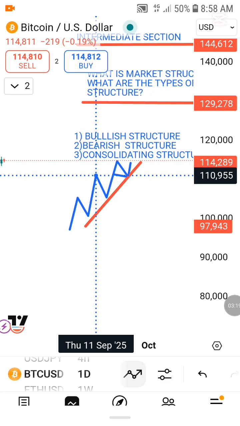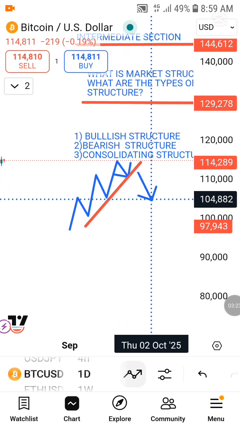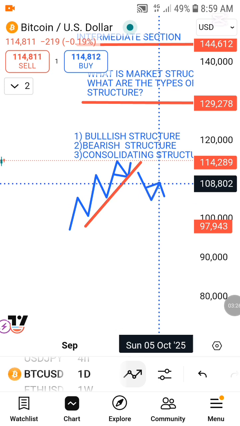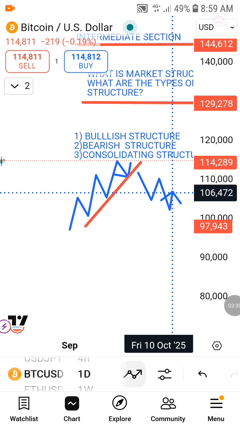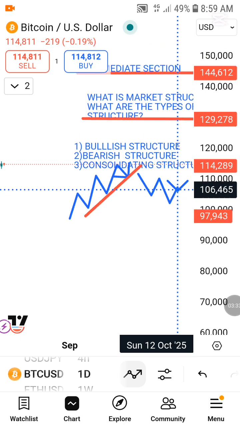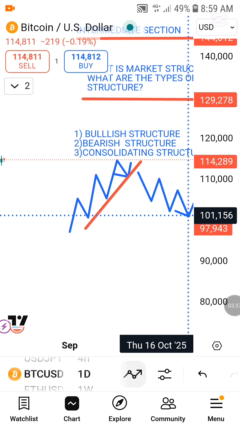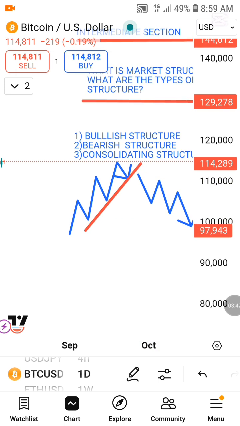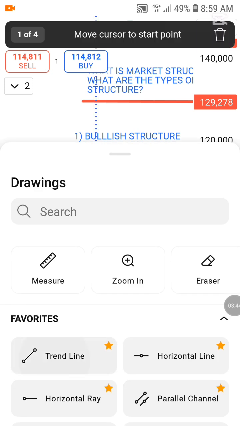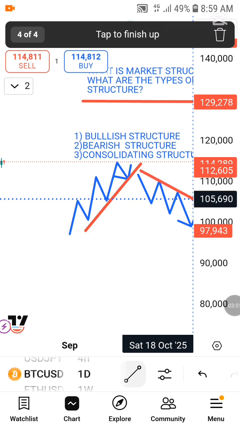Let me show you the example of bearish structure. You see low, lower high, and then lower low, then lower high, and then lower low. Can you see? So when you see a structure like this, you should consider it a bearish structure. When you see a structure like this, you should be selling and not buying, depending on the time frame that you are using to identify that structure.